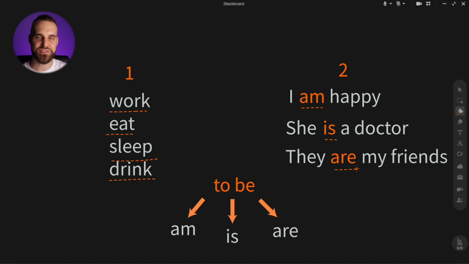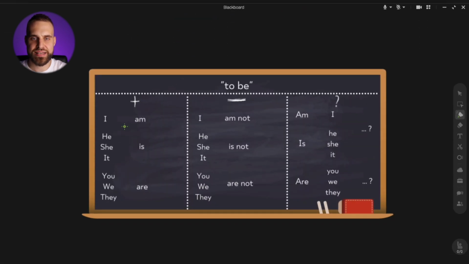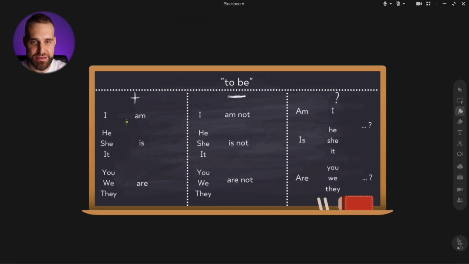So now we need a special verb to help us, and that verb is to be. Don't let the name confuse you. You can think of to be like a base form, but when we use it in sentences, it changes into one of three forms: am, is, are. Now let's look at the pattern, and here I have a simple table if you're watching. So subject, verb to be. I am; he, she, it is; you, we, they are.